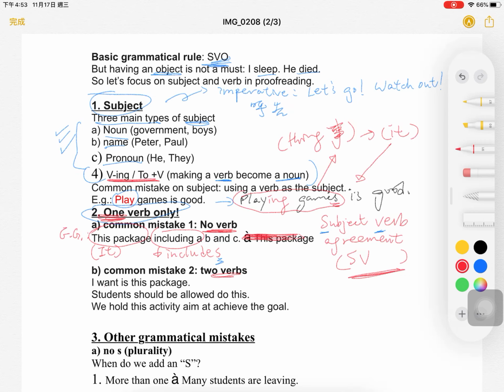Like, in this sentence, want is a verb, is is a verb. Right? It's wrong.